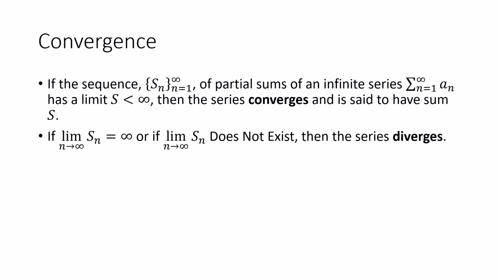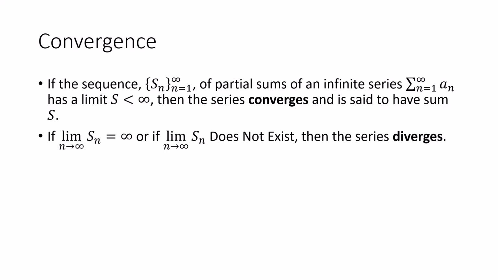Now, when we have sequences, we're going to talk about convergence. So if the sequence of partial sums for an infinite series has a limit that's less than infinity, we'll call that limit capital S. And we'll call the sequence of partial sums the sequence of capital S sub n, where n goes from 1 to infinity.